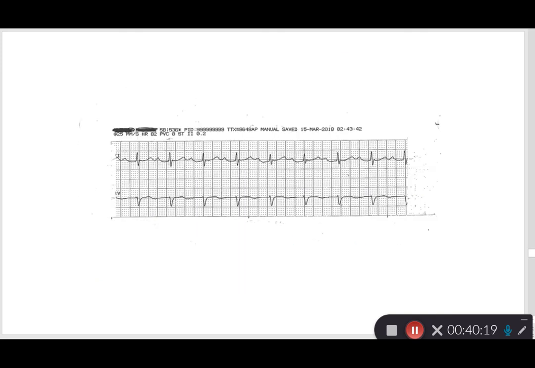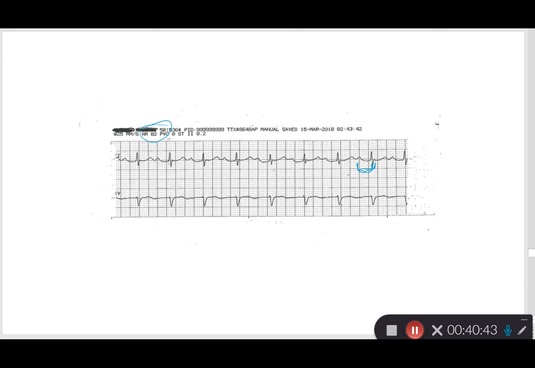All right, let's look at this one. I have a rate up here, 82 beats per minute. It looks very regular. All right, but I notice how far my PR interval is. So we're looking at 7 blocks for my PR interval. So my PR interval is way longer than it should be.